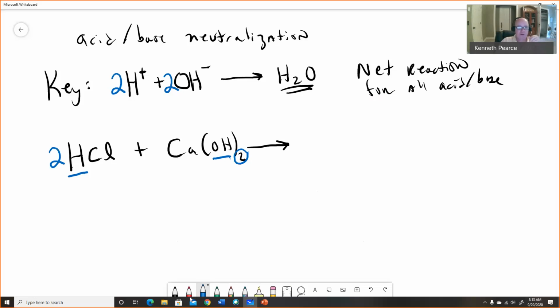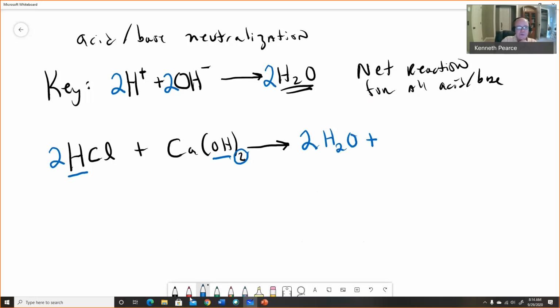Now on the left-hand side, we have the correct number of the acid and we have the correct number of the base. We have 2 of the hydrochloric and we have 1 of the calcium hydroxide. Hydrochloric is going to produce 2 H pluses and the calcium is going to produce 2 OH minuses, which means that we're going to be balanced. We have to say that we're producing 2 waters.